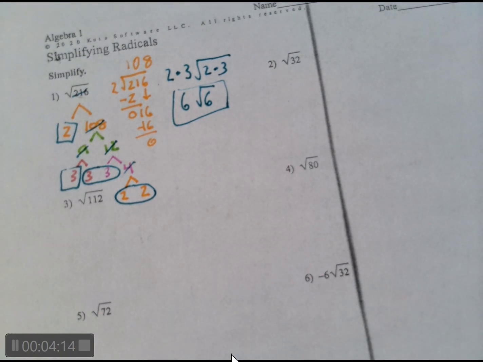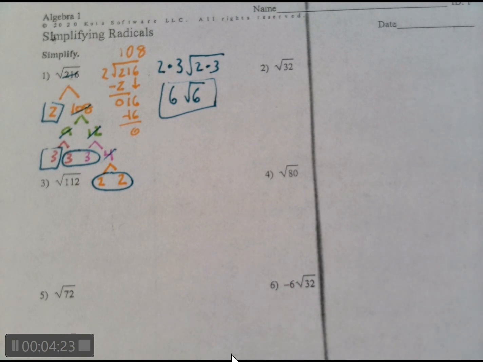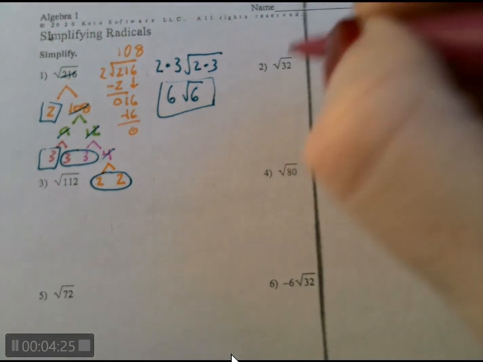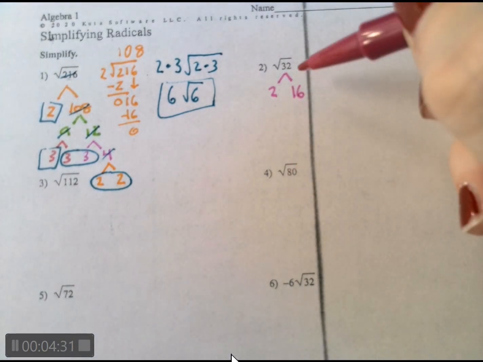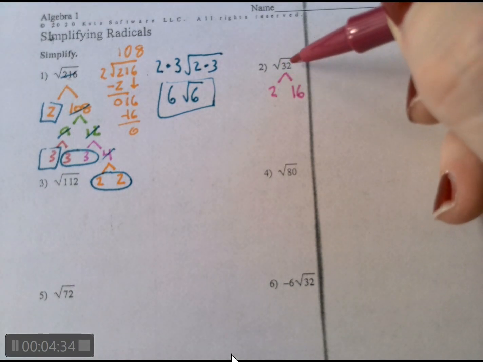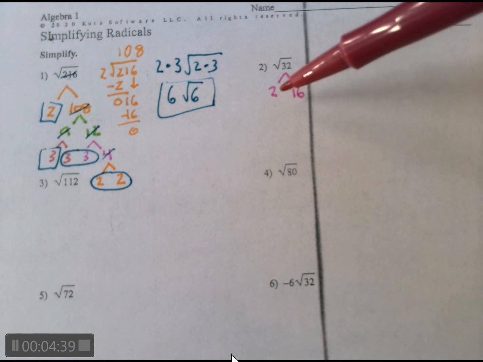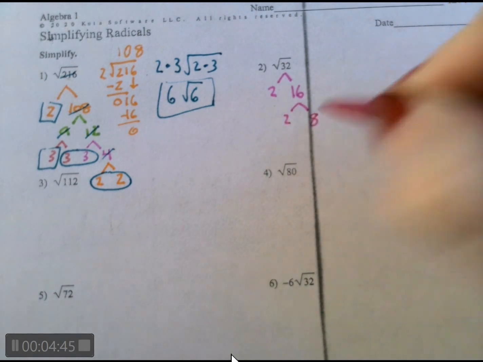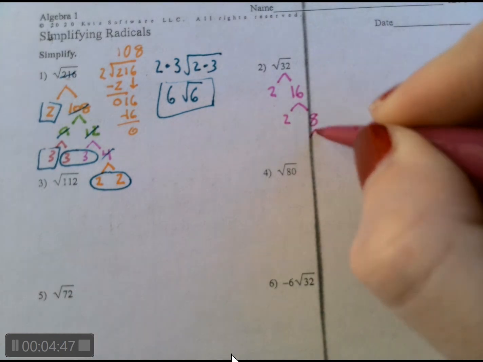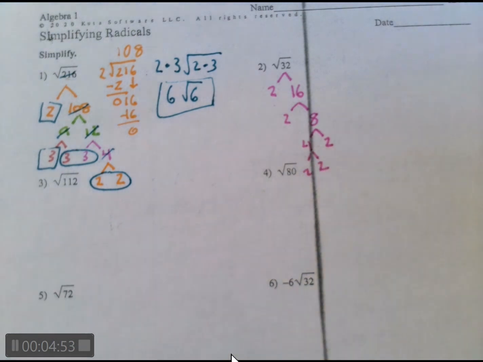Alright, let's try number 2 together. That one looks a little bit easier. So our factors of 32. Again, if you don't know your factors, you can always divide by 2. So 2 and 16, or at least you can always divide by 2 if this number right here is even, meaning 2, 4, 6, 8, 10, so on and so forth. So factors of 2, not very helpful. Factors of 16 are 2 and 8. Factors of 8 are 4 and 2. And then factors of 4 are 2 and 2.